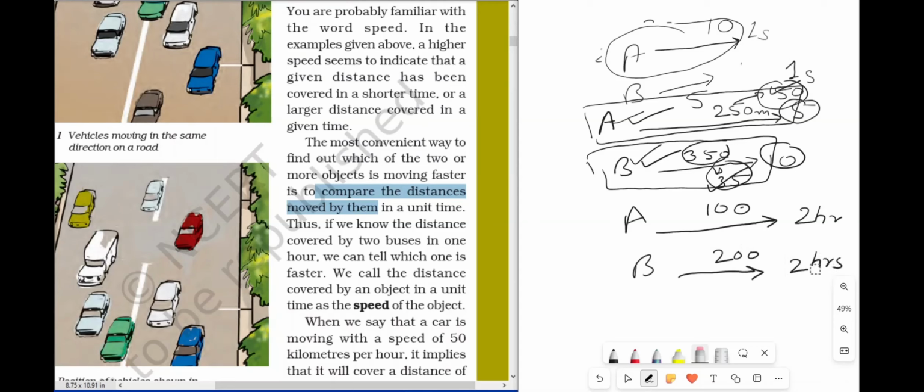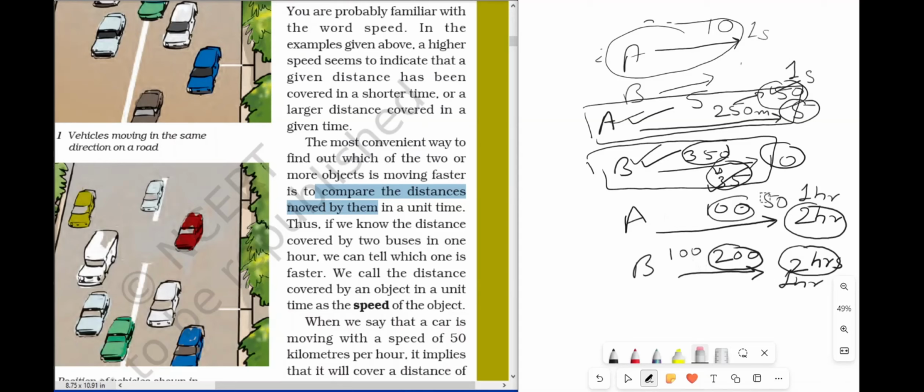तो हम कैसे कंपेयर करेंगे कि किसकी स्पीड ज्यादा है? तो हम कहेंगे कि this went 100 kilometers in 2 hours. So in a unit time how much did it go? Unit time मतलब 1 घंटा, in 1 hour. तो अगर 2 घंटे में 100 किलोमीटर गया तो in 1 hour, A went 50 kilometers. If in 2 hours B went 200 kilometers, तो 1 घंटे में ये कितना जाएगा? 100 किलोमीटर्स.